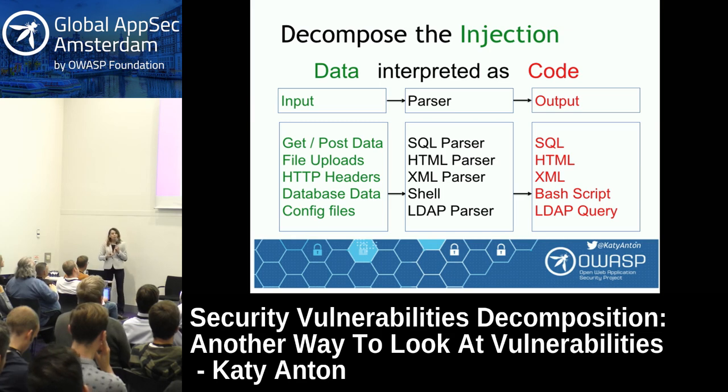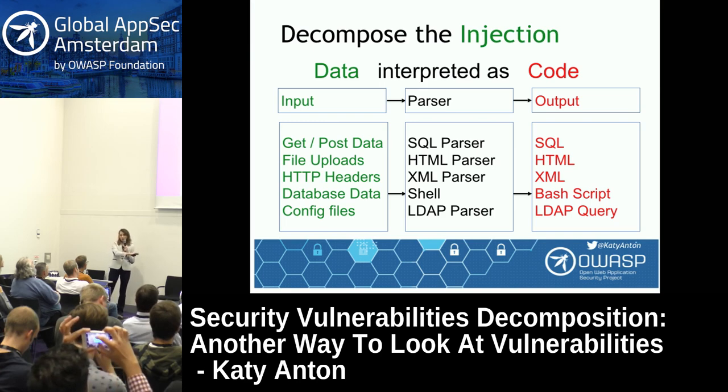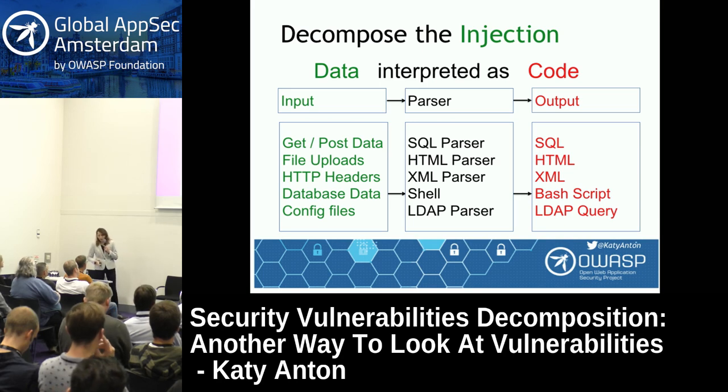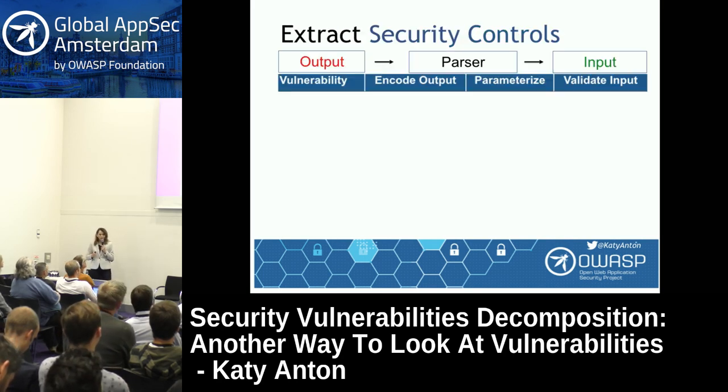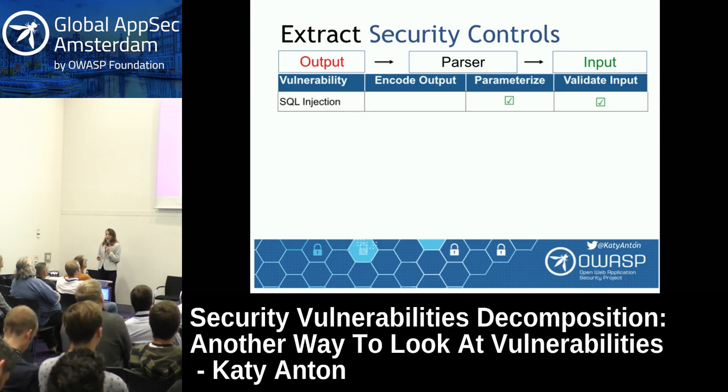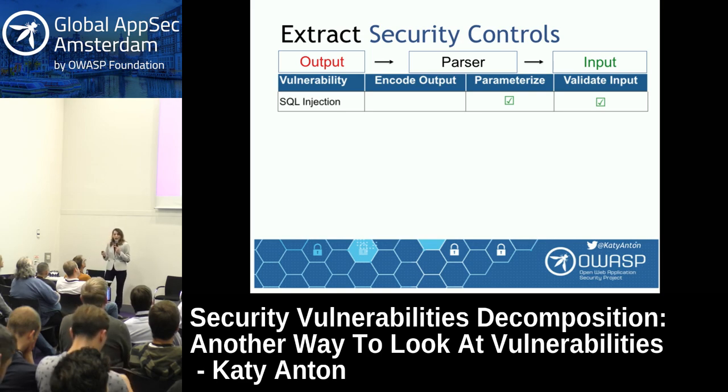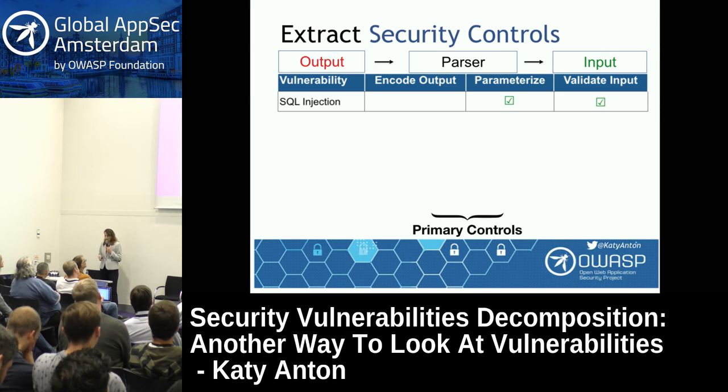I would like to take this view in order to focus more on the red part, the output where we end up with the code, with that data executed as code. And I'm going to flip it. So in the case of the SQL injection, we have the data which is combined with the SQL query that is sent to the SQL parser. And that's when we end up with the injection. The best defense for this is to parameterize the data before sending it to the parser. And this is the primary control, data parameterization.